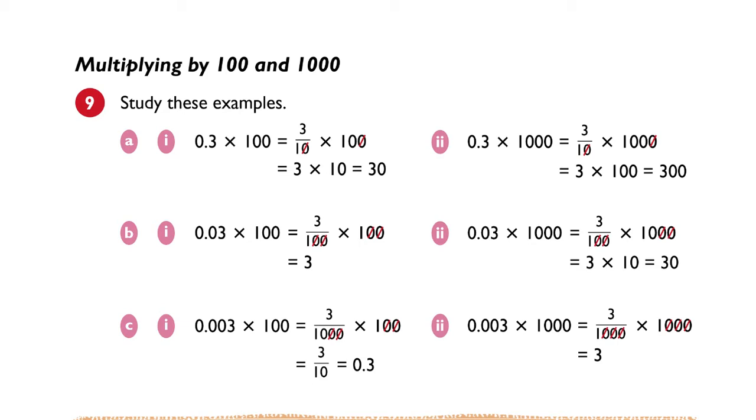The next one, 0.03 times 100, is 3 over 100 times 100. I cancel off the 0s, and I get 3. Basically, it's just that. Now let's move on to the next part.